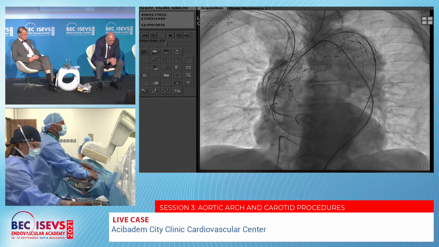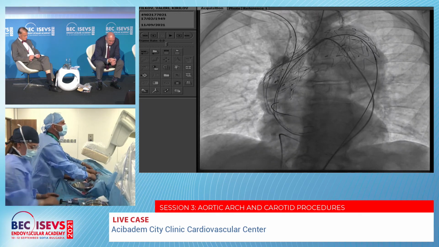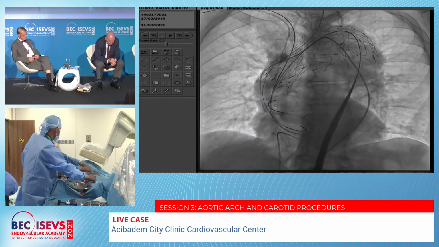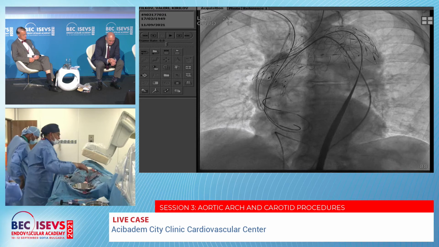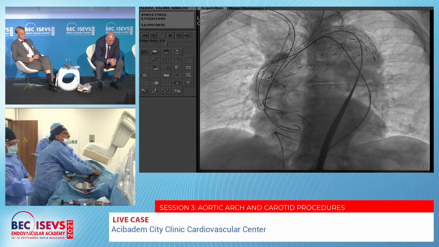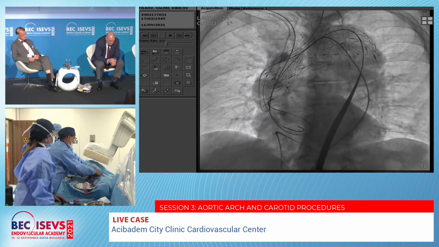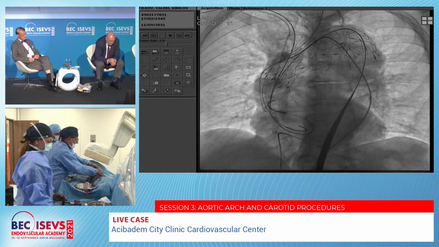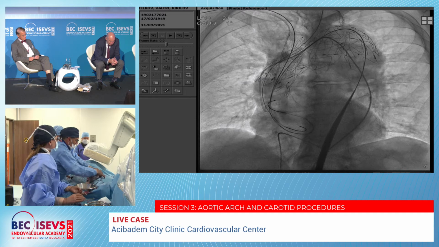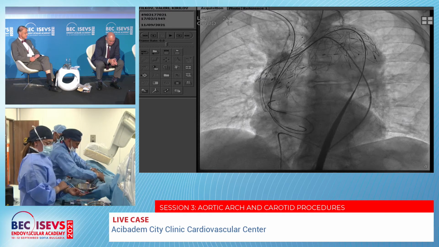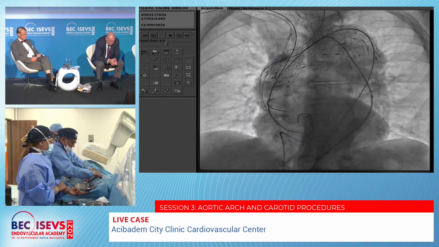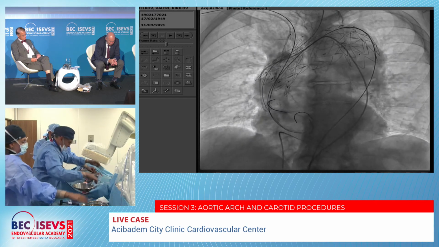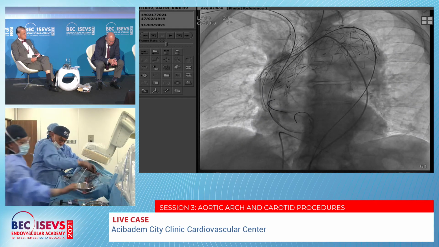The patient is absolutely asymptomatic. So we can suppose he has good carotid flow. The dilators of the big sheath, sometimes it's quite difficult to remove.